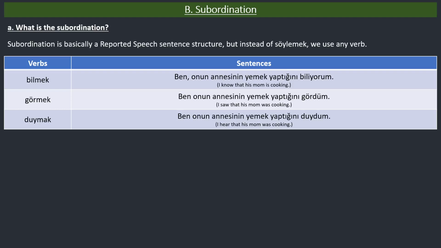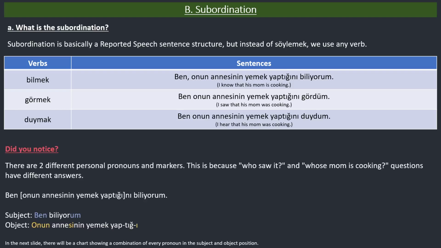And there is something I want to point out now. There are two different personal pronouns and two markers this time, like ben, o, and this part and this part, because this adds an extra pronoun. I saw that his mom was cooking. In the reported speech part, it was only o söyledi, like he said, but this time there's I and there's his, two different parts.